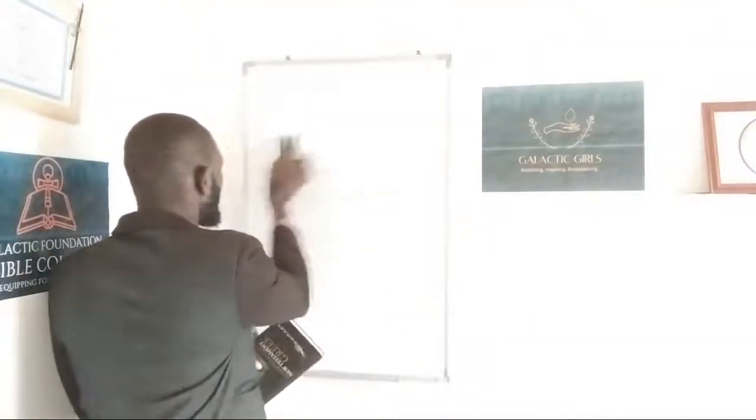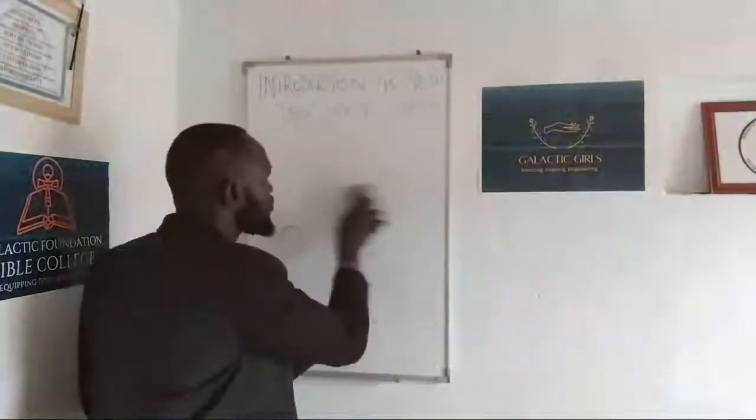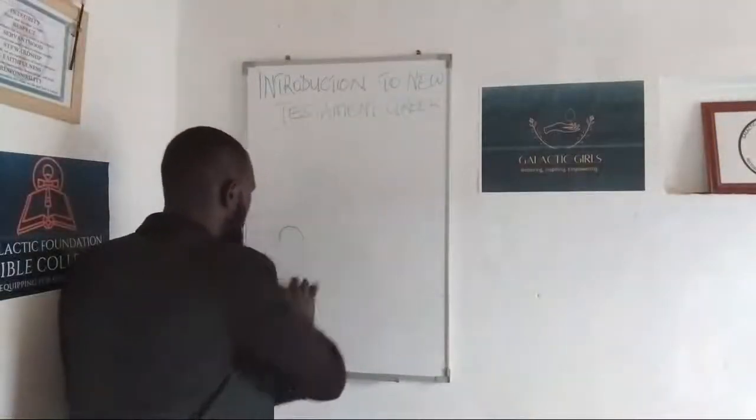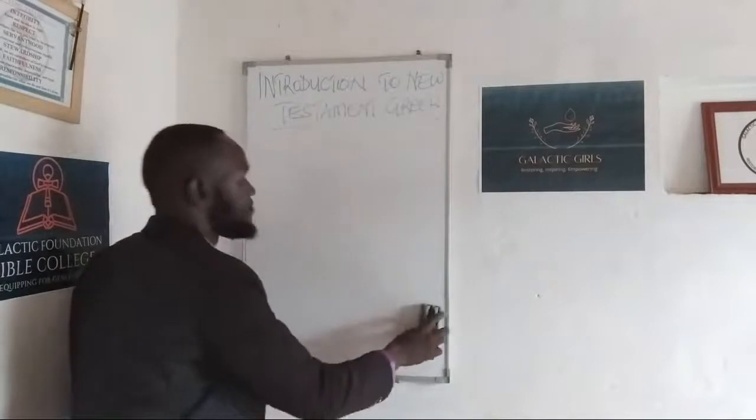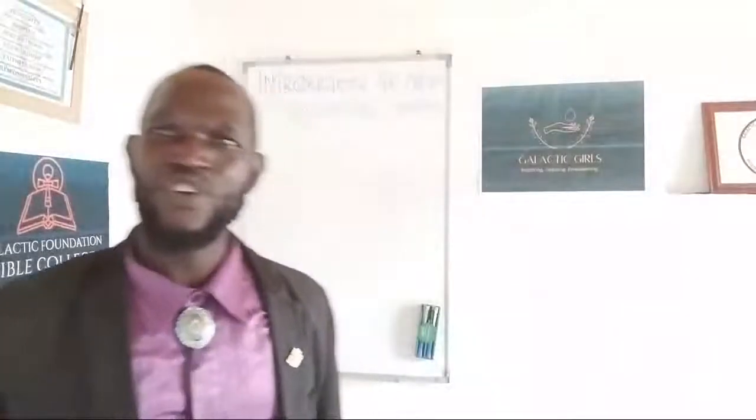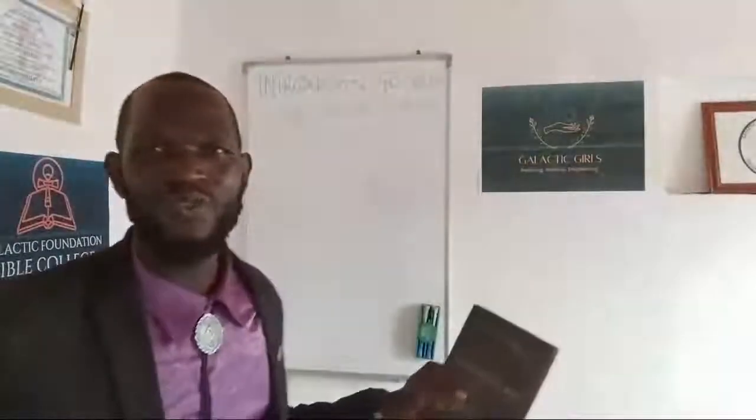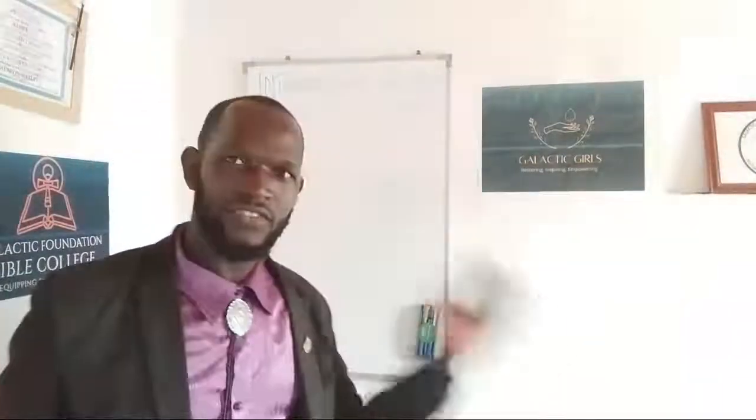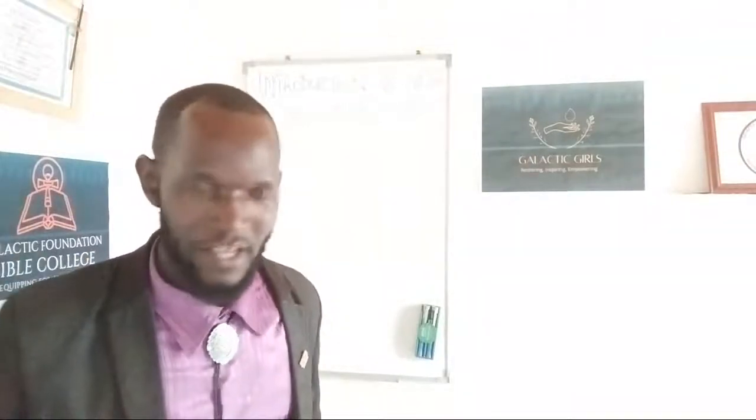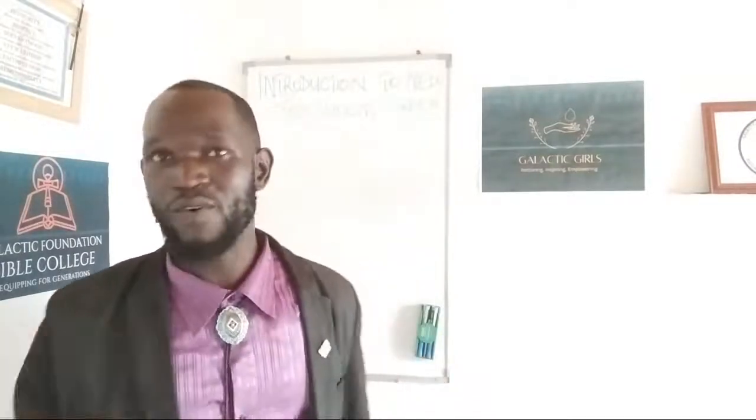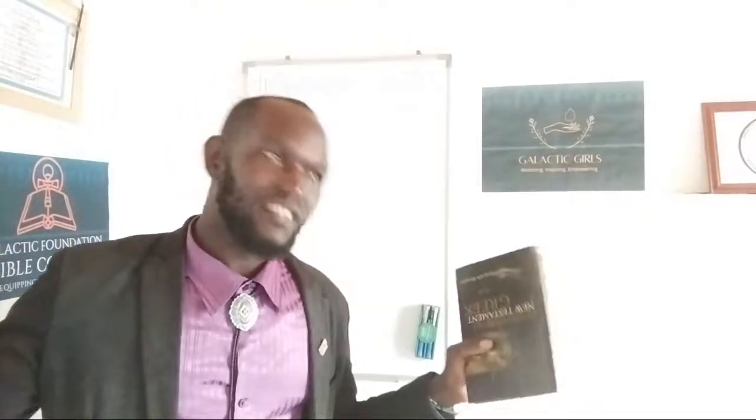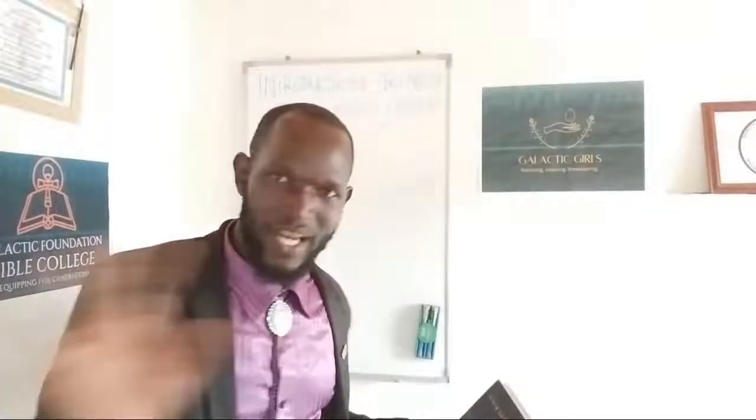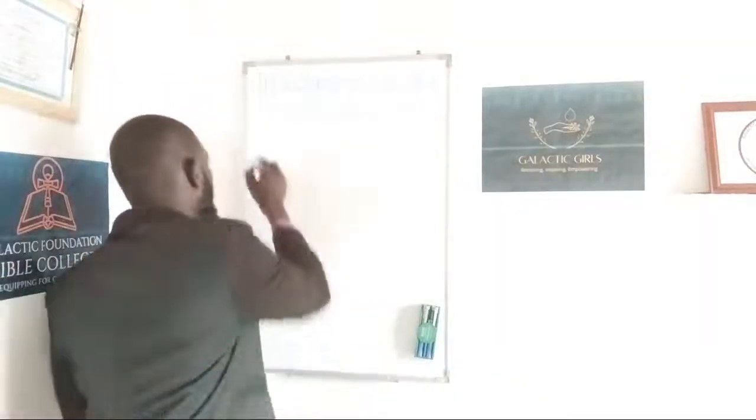So let me erase this and introduce us to our very first letter. The first letter is alpha. Now, if you've read the Bible, then you already know at least two letters of the Greek alphabet, alpha and omega. When the Bible talks about Jesus, and Jesus mentions this in the book of Revelation, he says, I am the alpha and I am the omega.